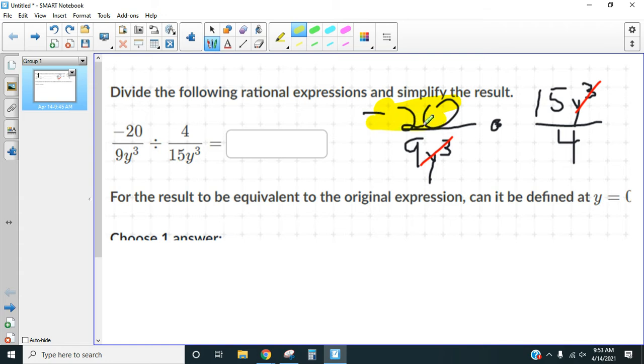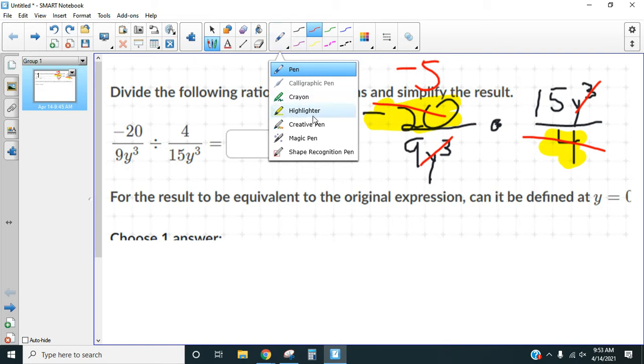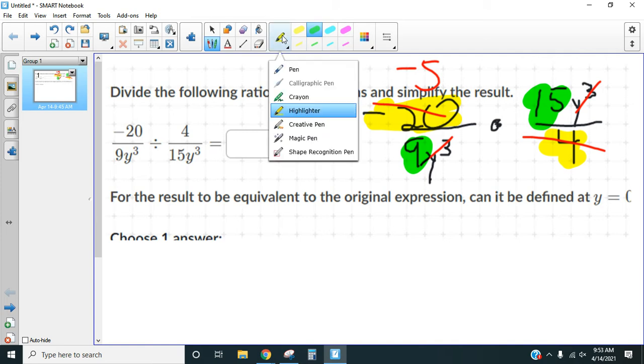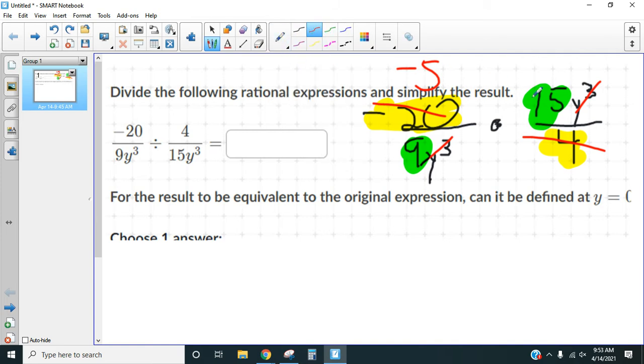I'm looking at these two. Negative 20 over 4 turns into negative 5 up here. How about 15 and 9? Let's switch highlighter. 15 over 9. 3 and 5. Good. You can divide them both by what number? 3. So this turns into 5, and this turns into 3.